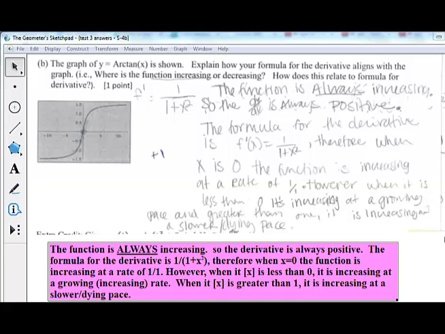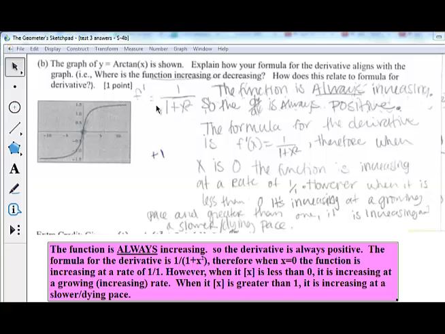In the second part of the question, I said that the graph of the arctangent is shown. Explain how the formula for the derivative aligns with the graph, i.e., where is the function increasing or decreasing, and how does this relate to the formula for the derivative? We found several really outstanding answers.